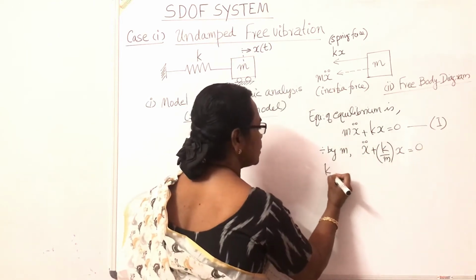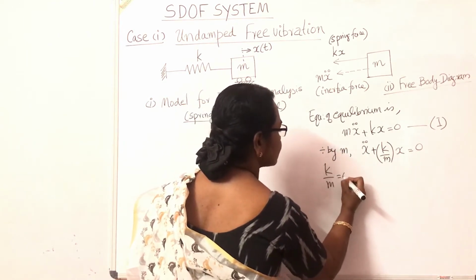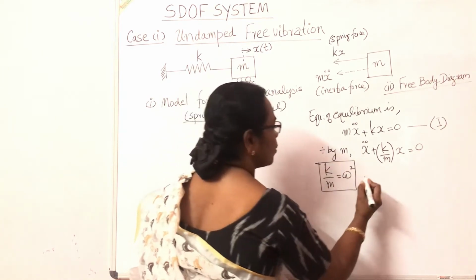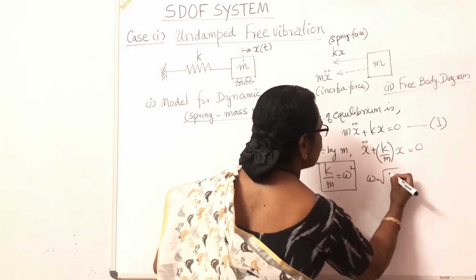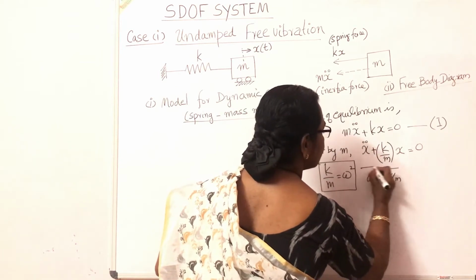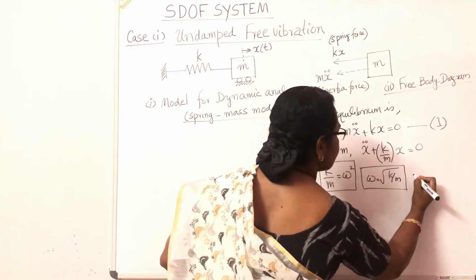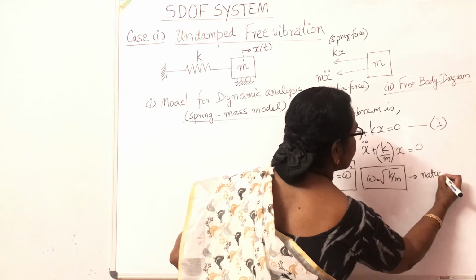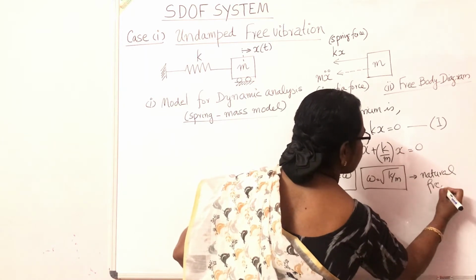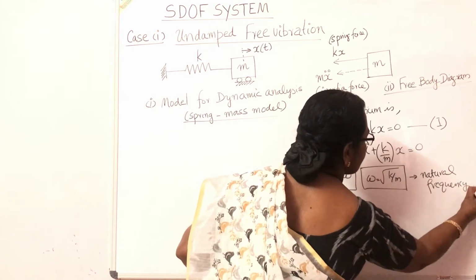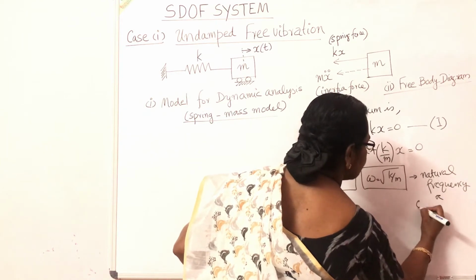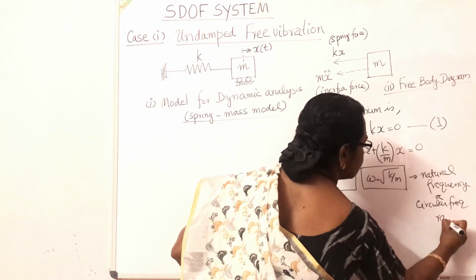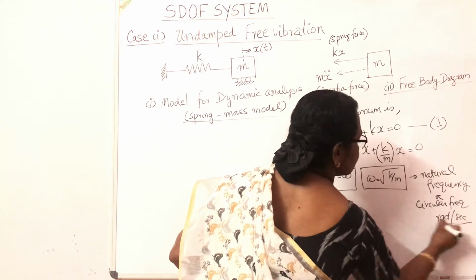We make a substitution. Let us assume that this k by m is equal to omega square, or omega is equal to root of k by m, and this omega is known as the natural frequency, or it is the circular frequency. The unit is radian per second.